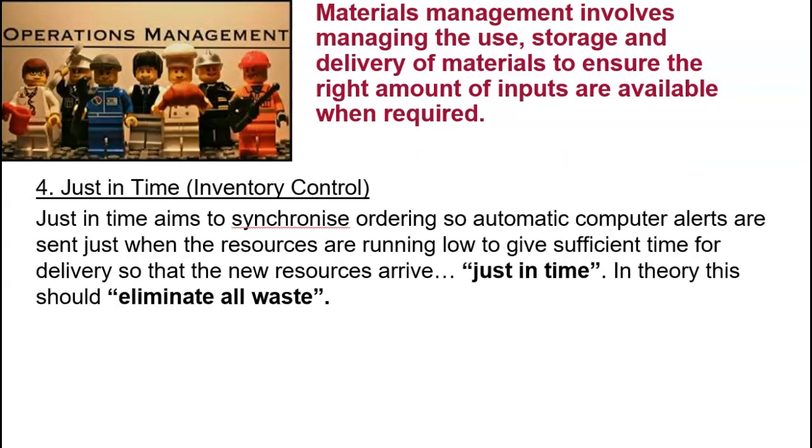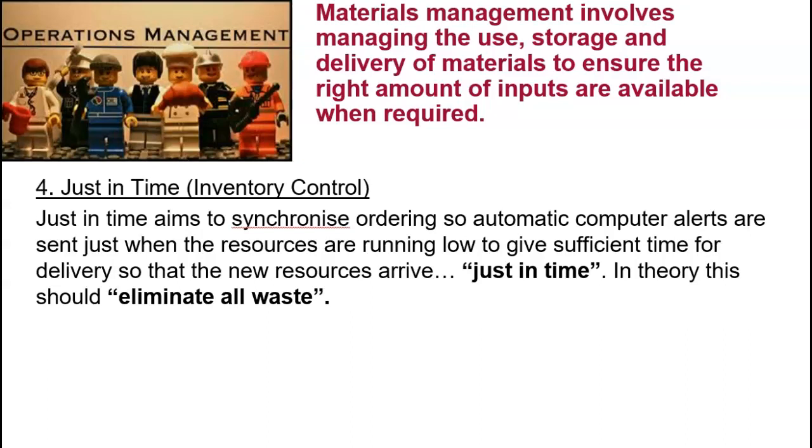So once we have orders of materials coming into the factory or the facility, we then need to control the inventory. So the best way to do it, or the way that we're looking at from a strategy point of view in operations management, is using something called just-in-time, which links in with the other three strategies that we've already looked at. So just-in-time aims to synchronize your ordering, so automatically the computer alerts the system that resources are running low of a particular material, and it gives the operators sufficient time for ordering and delivery of the new resource that's required. So what that means is it's just in time.